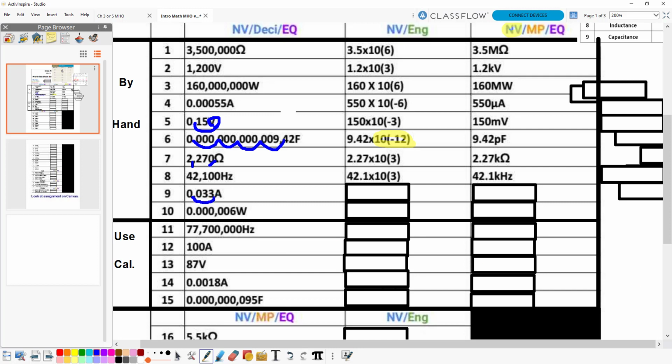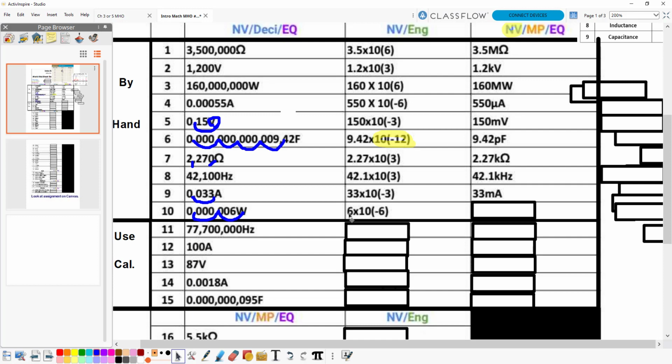So with one jump of 3 would give me 33 times 10 to the negative third. 10 to the negative third tells me that that's a milli, so it's going to be 33 milliamps. Last one by hand. Going to jump 1, 2, 3, 4, 5, 6. So it's going to be 6 times 10 to the negative 6. And negative 6 tells me micro, so it's going to be 6 times 10 to the negative 6.